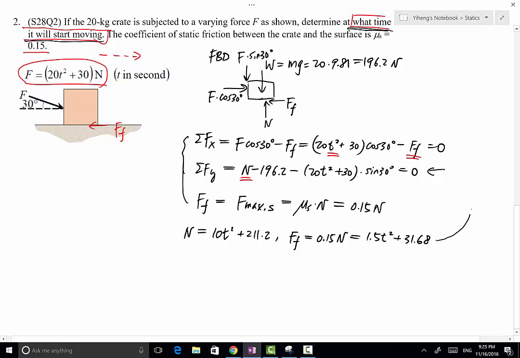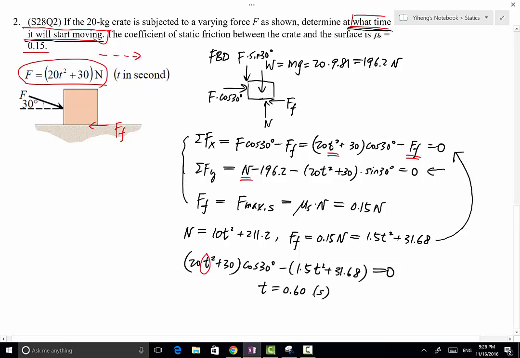And then from there, we substitute it into the first equation. So we have 20t squared plus 30 times cosine 30 degrees minus 1.5t squared plus 31.68 equals 0. So this is a quadratic equation with only one unknown. The only unknown is t. So from there, we just need to solve this quadratic equation. Not very difficult to solve. And we can solve for t to be 0.60 seconds. And that is the answer to this problem.